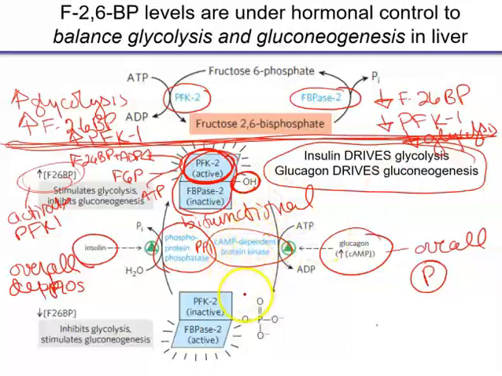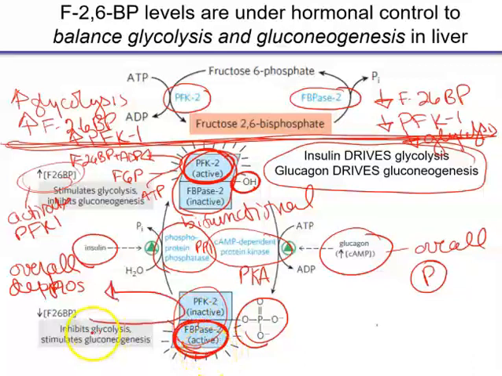When glucagon is active on the cell, there is a phosphorylation cascade, which leads to activation of cAMP-dependent protein kinase. I'm going to put PKA, protein kinase A. Protein kinase A adds a phosphate to this enzyme complex. Here's the phosphate. When this bifunctional enzyme is phosphorylated, now fructose bisphosphatase 2 is active.